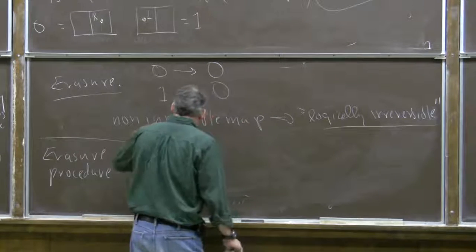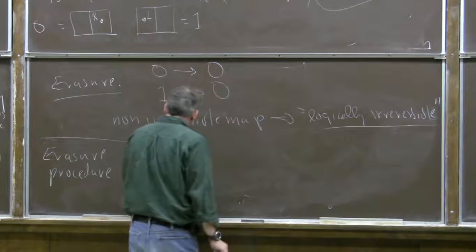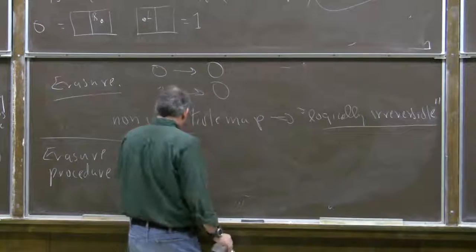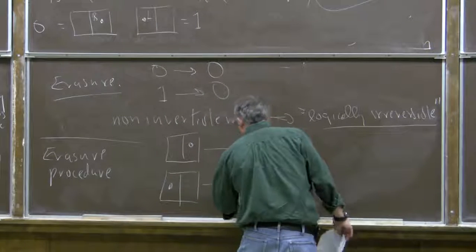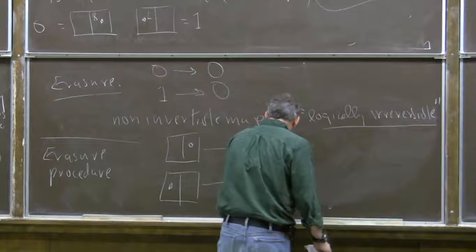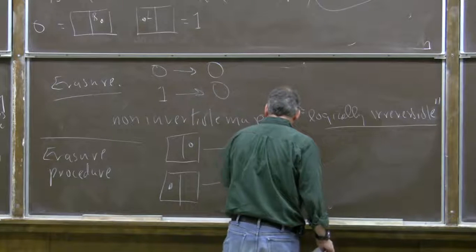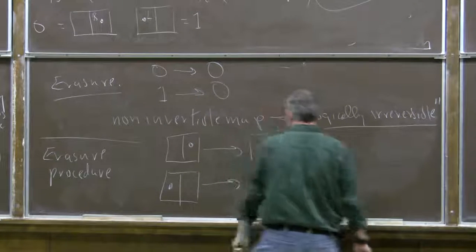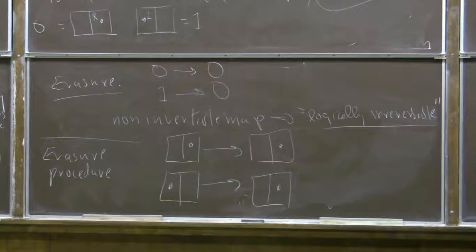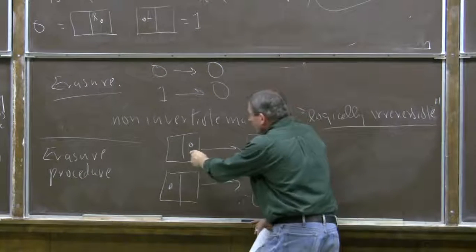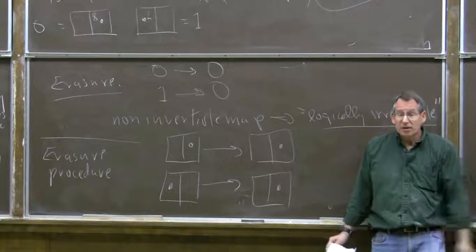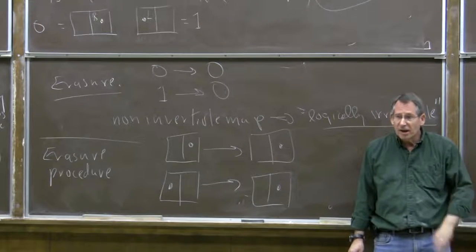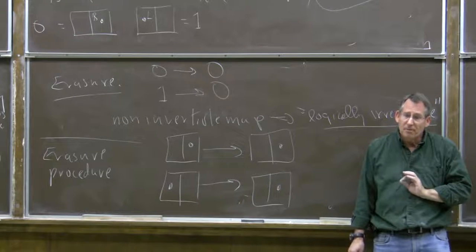Erasure means that I have a way of storing a 0 or a 1, and no matter how it was stored to begin with, I want to have a 0 at the end. Okay. And I have to apply a procedure which works the same way, no matter whether it was a 0 or a 1 to begin with. Because if it worked differently depending on whether it was a 0 or a 1 to begin with, I would have to record that information.